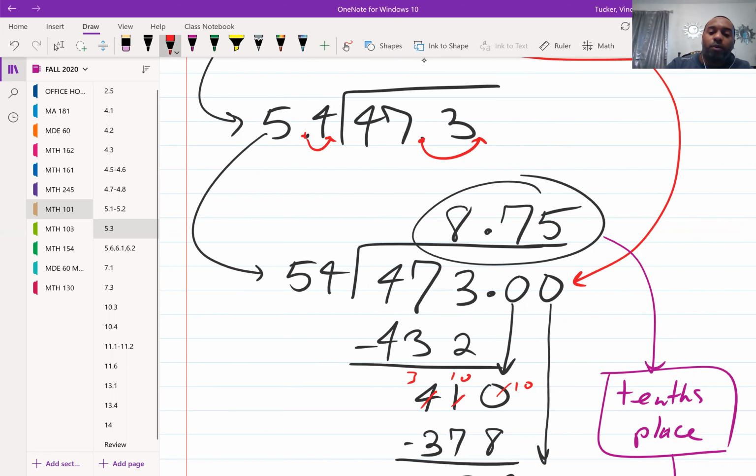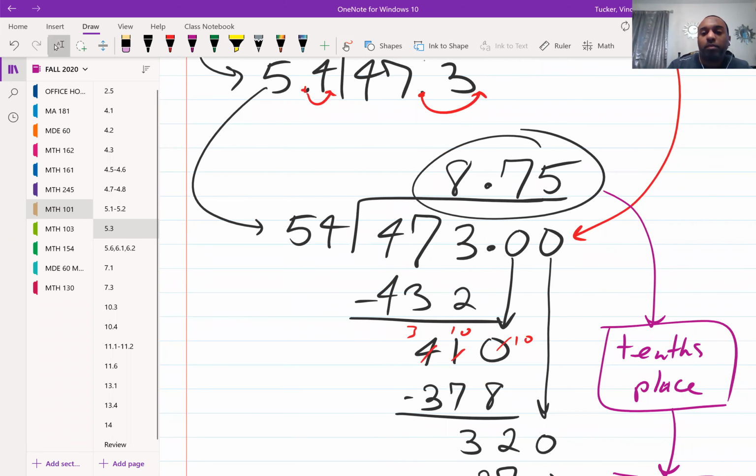Subtract that and you get 41. Bring down your 0. And then we have 54 into 410. And that happens 7 times. So 7 times 54 is 378.